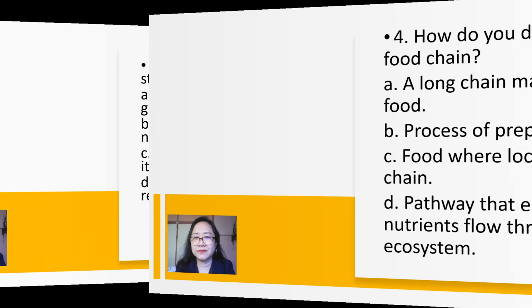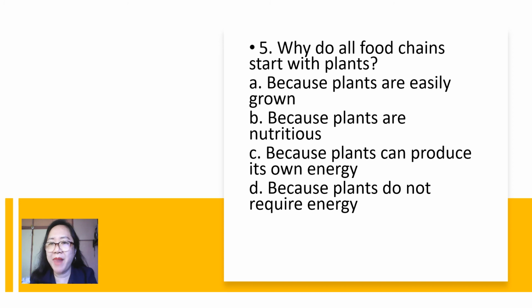Number 5. Why do all food chains start with plants? A. Because plants are easily grown. B. Because plants are nutritious. C. Because plants can produce its own energy. D. Because plants do not require energy.